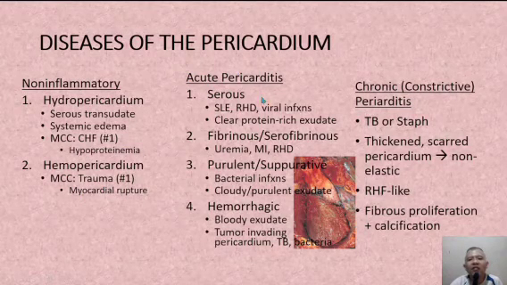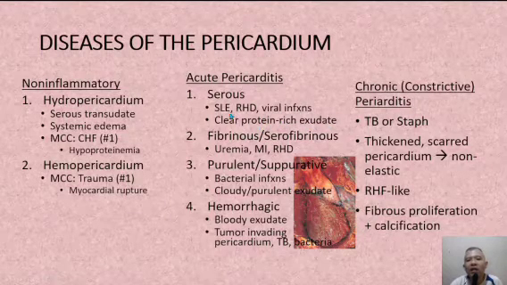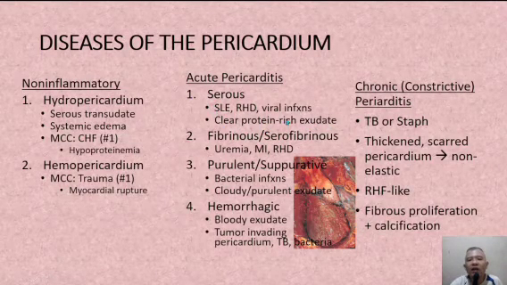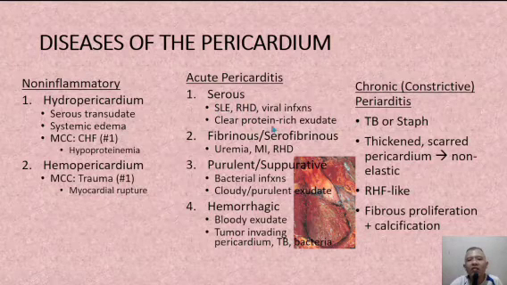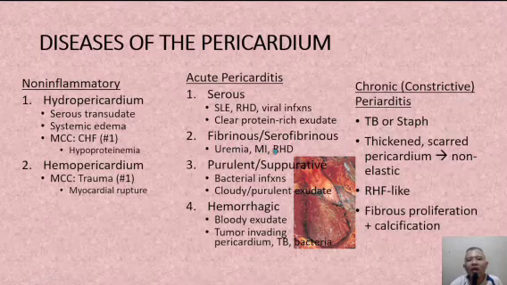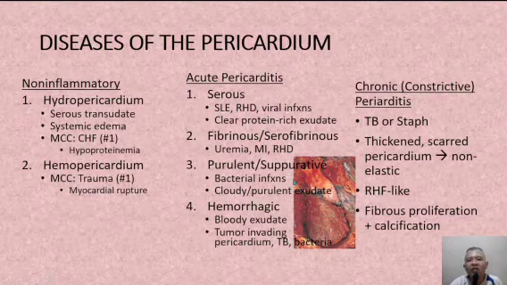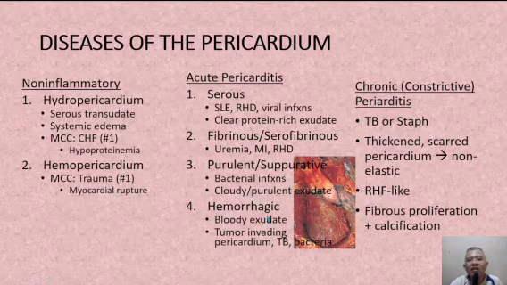For acute pericarditis, usually it's classified into serous. When it's serous, you have an exudate that is protein rich but clear. It's caused usually by SLE, rheumatic heart disease, viral infections. However, when there is serofibrinous pericarditis, it's secondary to uremia, MI, and rheumatic heart disease. When it's purulent or cloudy exudate, it's secondary to bacterial infections. For hemorrhagic pericarditis, it is secondary to TB or a tumor. You have a bloody exudate.